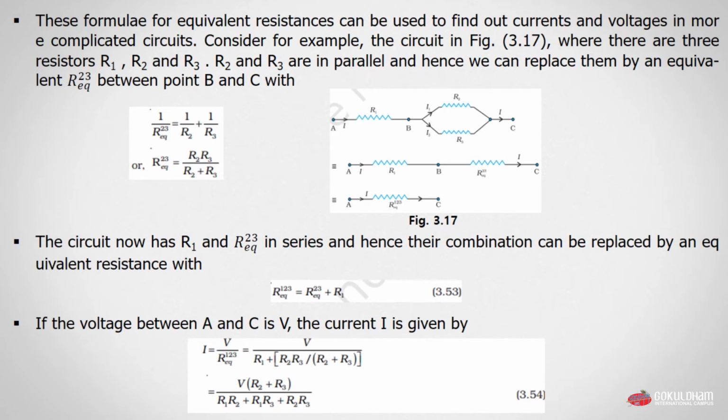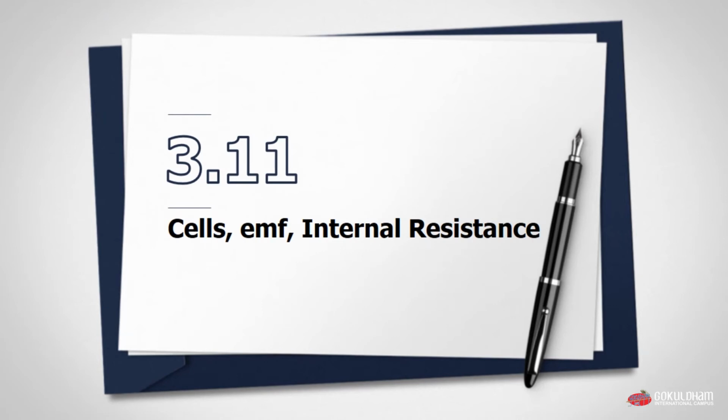And if the voltage between A and C is V, then the current I is given by I equals V by R. As you know the formula previously, I equals V by Req123, which is V divided by R1 plus in brackets R2 into R3 divided by R2 plus R3, which will be equal to V into R2 plus R3 divided by R1 into R2 plus R1 into R3 plus R2 into R3, which is our equation 3.54. So this was our topic 3.10, combination of resistors in series and parallel.